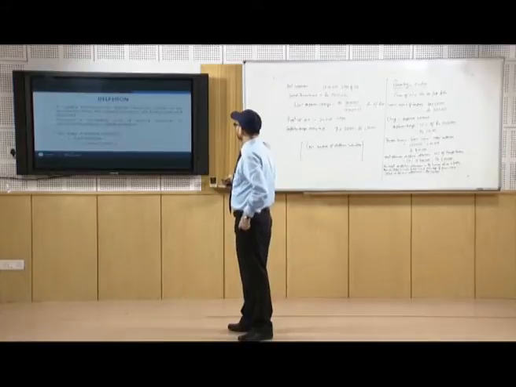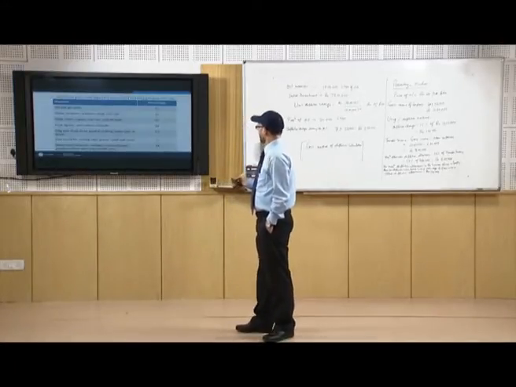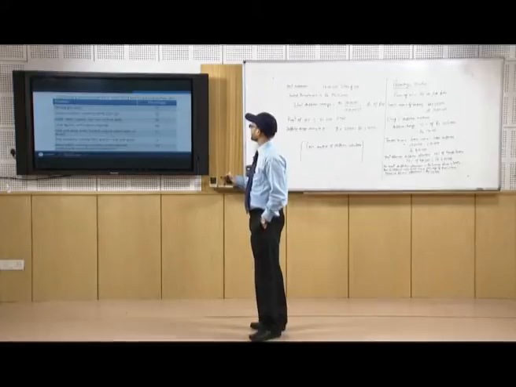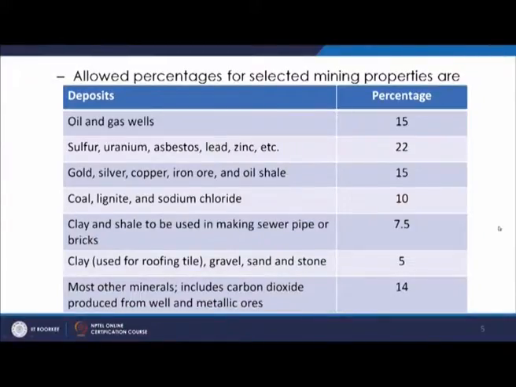Now, what we see is that you have different types of these deposits. Whenever we are told in the question about these types of materials, like if you are mining sulfur, uranium, lead or zinc, in that case the percentage, which we calculated as 15% in case of oil and gas, will be 22%. Similarly, once you go for coal, lignite or sodium chloride, the depletion percentage will be based on 10% of the gross income.